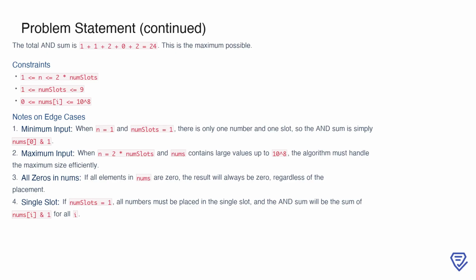In terms of edge cases, if there is only one number in one slot, the AND sum is simply the bitwise AND of that number with 1. For the maximum input size, where n equals 2 * numSlots and the numbers are large, the algorithm must remain efficient. If all numbers in nums are 0, the AND sum will always be 0. Additionally, if there is only one slot, all numbers must be placed there, and the AND sum will be the sum of nums[i] AND 1 for all elements in the array. These considerations highlight the importance of designing an efficient solution that works under all possible conditions.